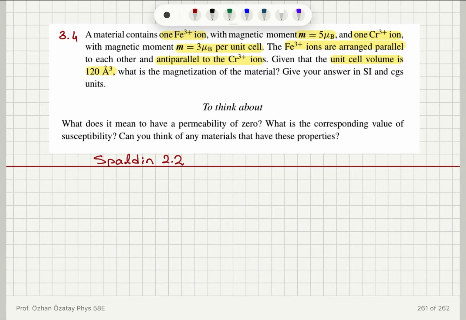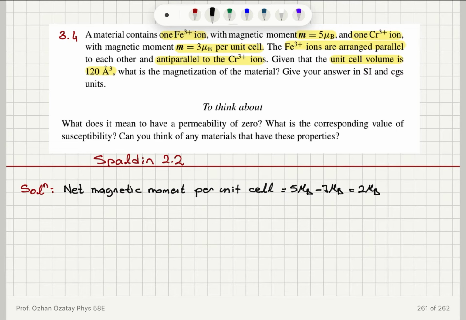And then we have something to think about here. We can note that there's going to be a net magnetic moment per unit cell. Since there is only one iron 3+ ion per unit cell, it's going to be plus 5 Bohr magnetons, which is anti-parallel to chromium, so minus 3 Bohr magnetons. So this will be 2 Bohr magnetons.